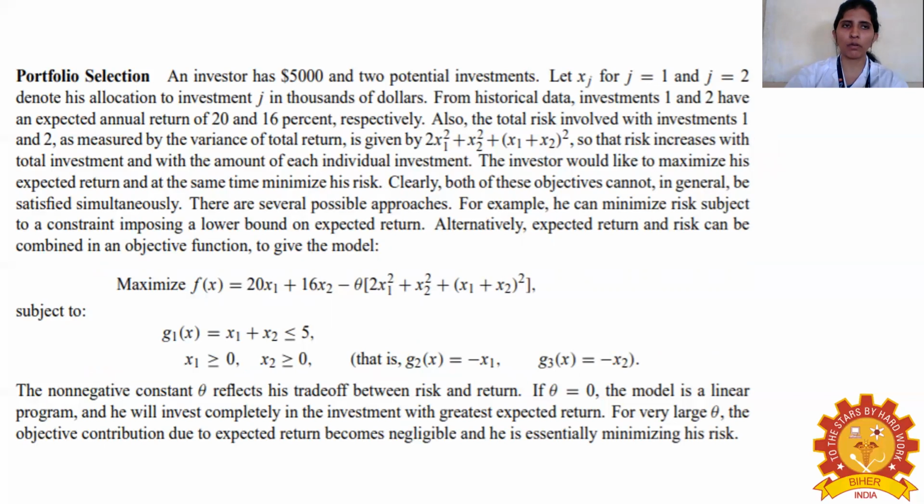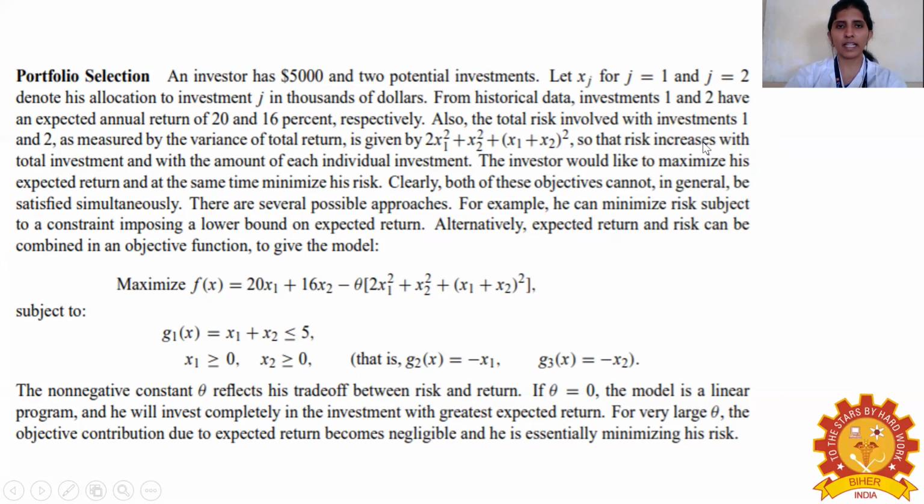So first one will be the portfolio selection. An investor has $5,000 and two potential investments. So let xj for j equal to 1 and j equal to 2 denote his allocation to investment j in thousands of dollars. Okay, so from the data that we have, investments 1 and 2 have an expected annual return of 20 and 16% respectively. And also the total risk involved with the investments 1 and 2, as measured by the variance of total return, is given by 2x1 squared plus x2 squared plus (x1 plus x2) the whole squared.